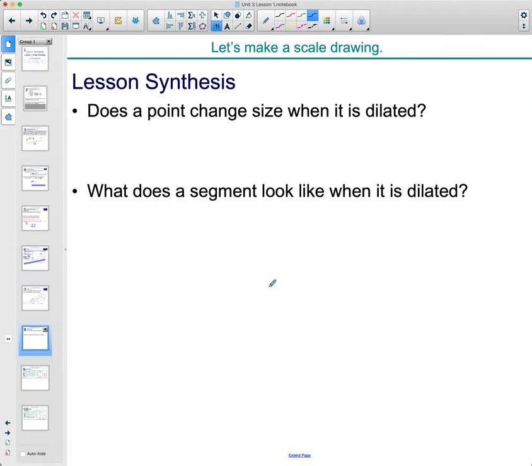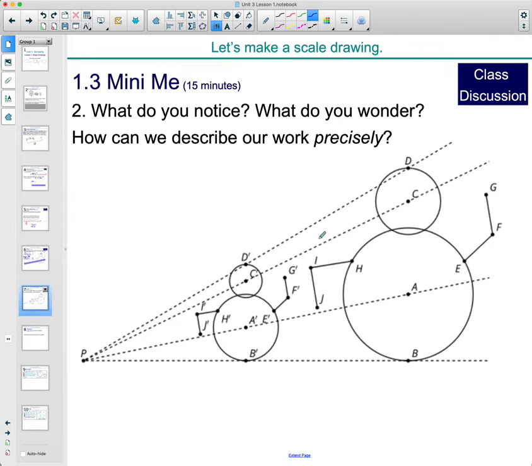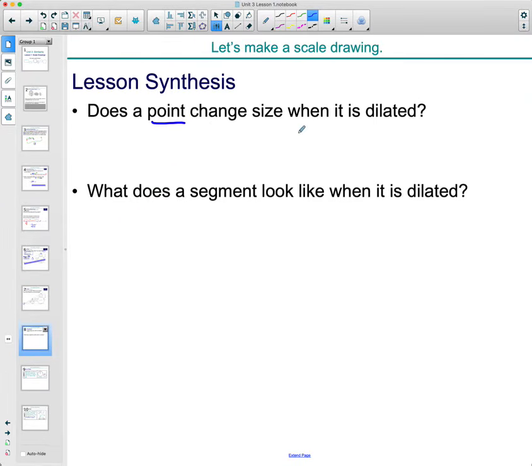So some things to think about after doing that. Did the actual point change size when it was dilated? Okay, so the point itself isn't changing size. What's changing size is the distance away from the center of dilation. Okay, so the point doesn't change size, but the distance from the center of dilation does.